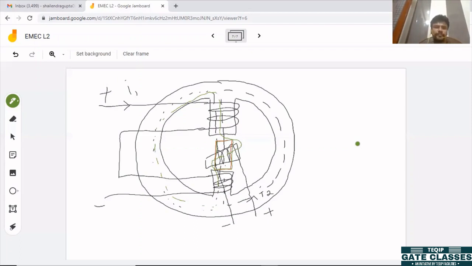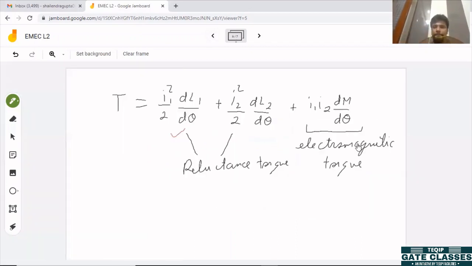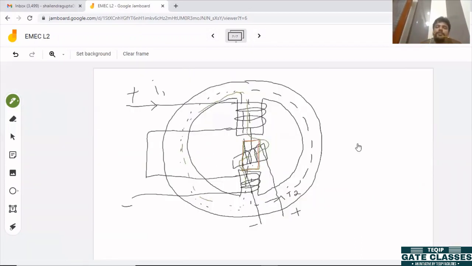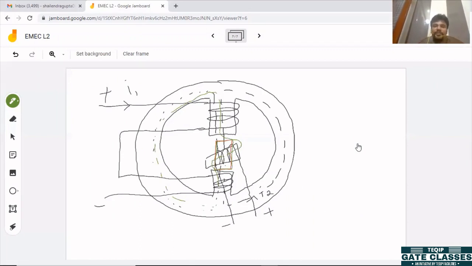Okay, now let us understand the third part, the electromagnetic torque. And this is the torque which will be experienced when we give I1 and I2 current both. So what will happen? This rotor will be having a north pole and a south pole, and this stator will also be having a north pole and south pole. So the south pole will be attracted towards the north pole, and north pole will be attracted towards the south pole. So this is electromagnetic torque.